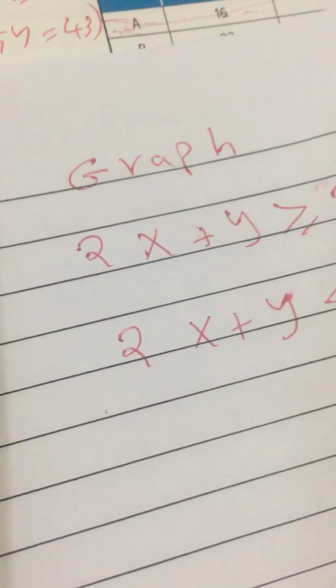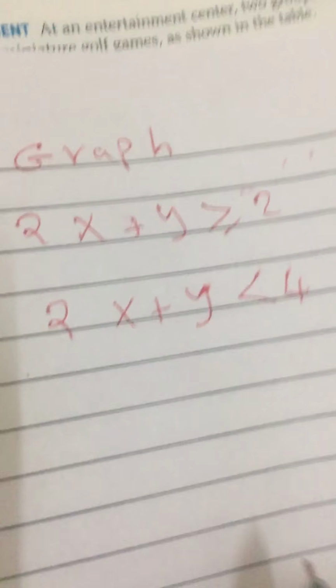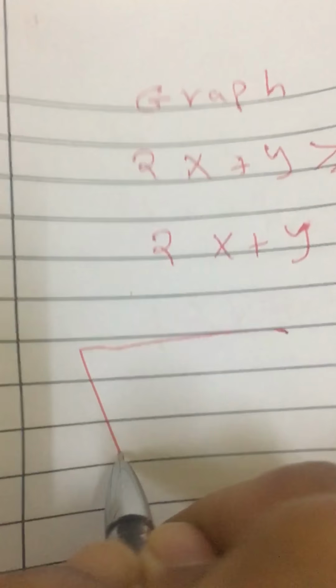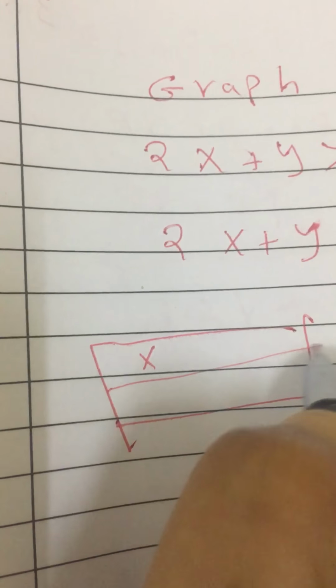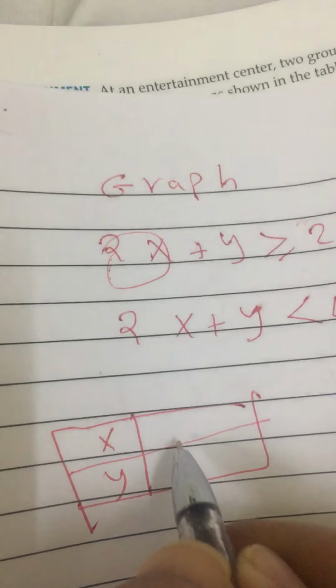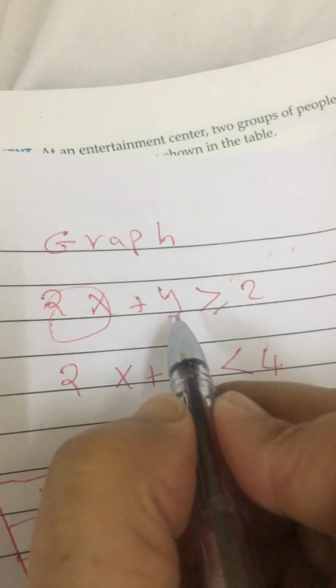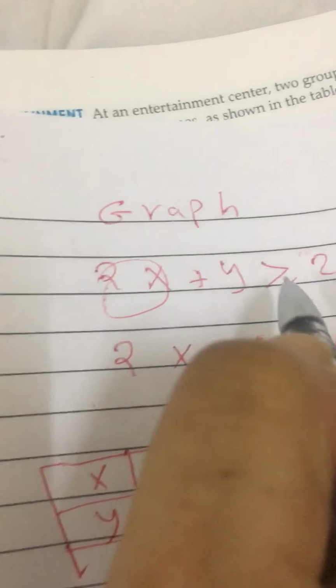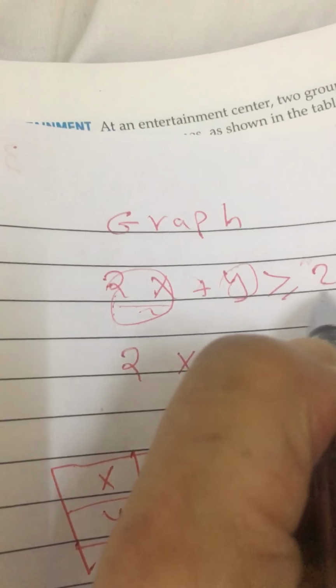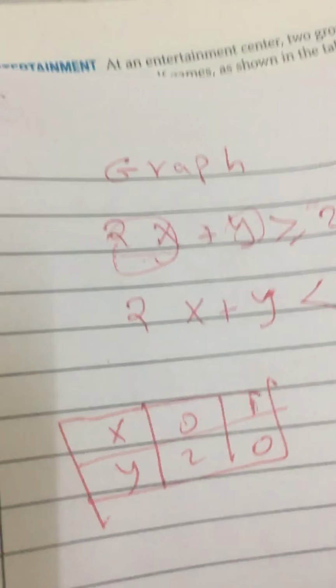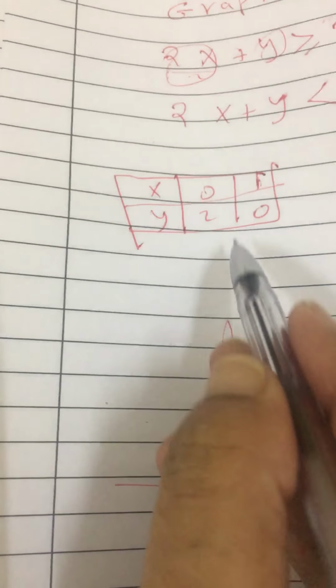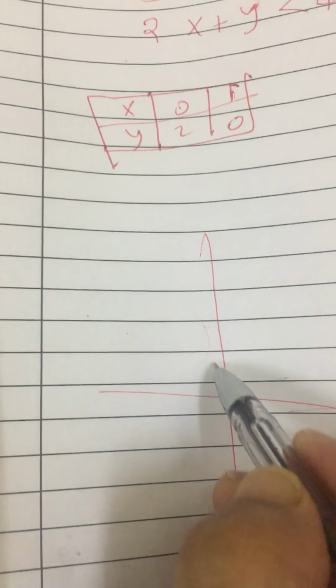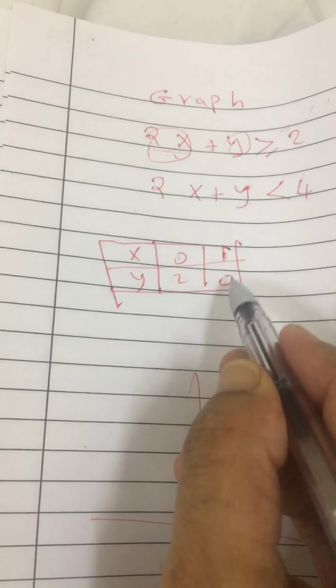Graph. How can I graph? I will draw a small table. Right here x and right here y. If I put x 0, y is 2. If I put y is 0, divide by 2, x is 1. I can graph x 0, y 2, x 1, y 0.